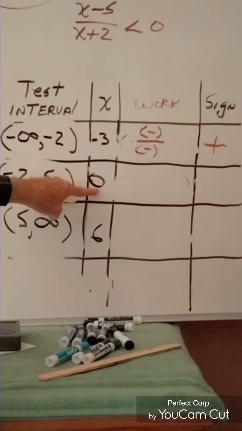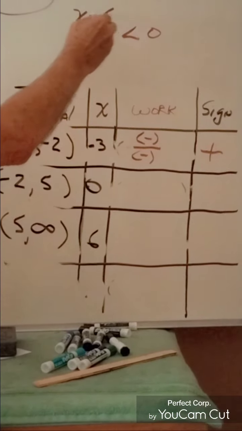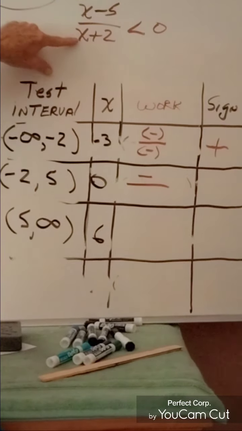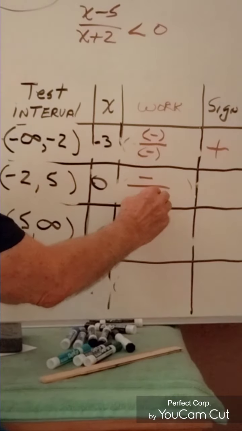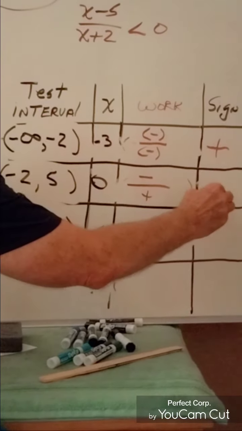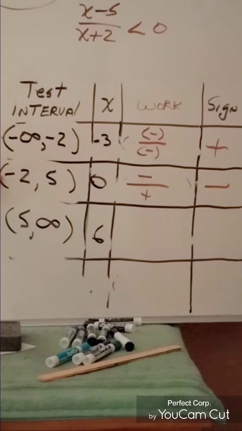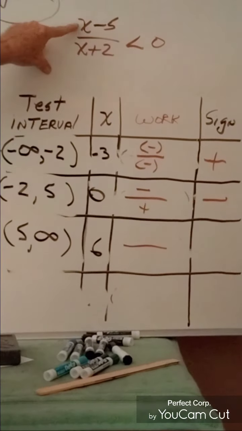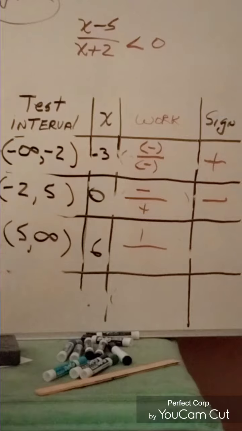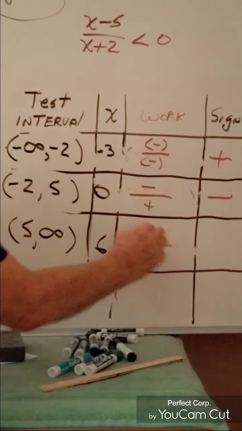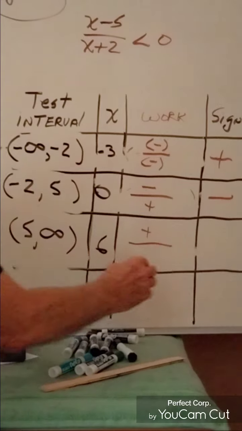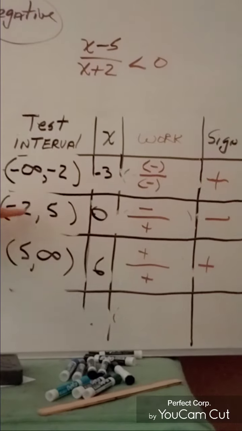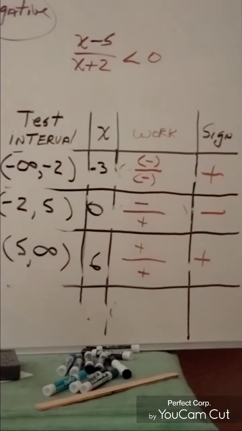Let's go to 0. 0 minus 5, that's negative. 0 plus 2, that's positive. Negative divided by positive is negative. That's part of our solution. The last one, let's test 6. 6 minus 5 is 1, that's positive. 6 plus 2, that's positive. Positive divided by positive is positive. So the middle interval is the only interval that will satisfy the solution.